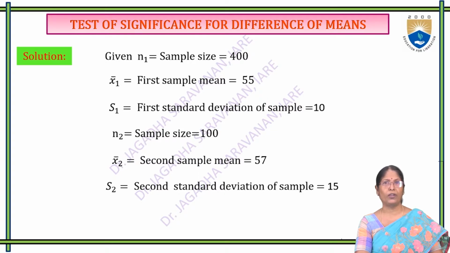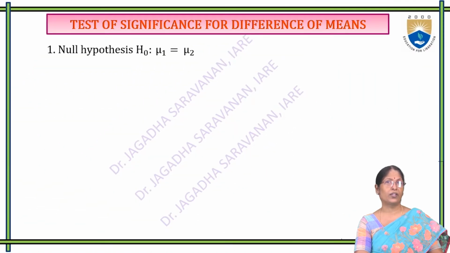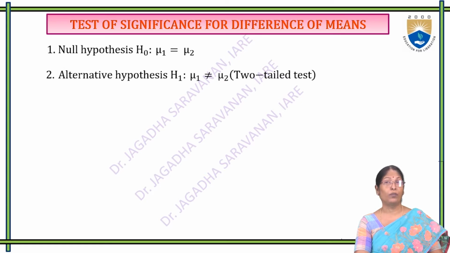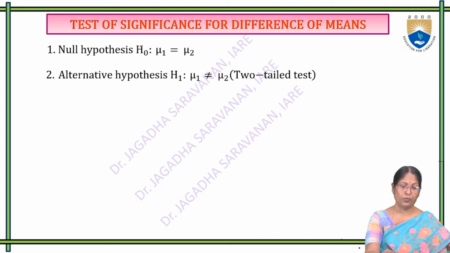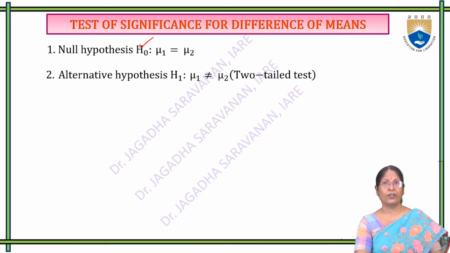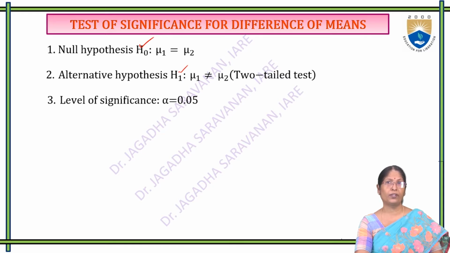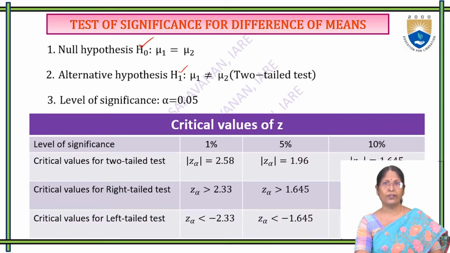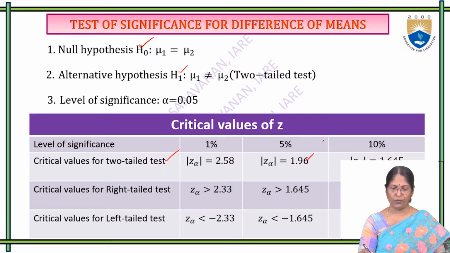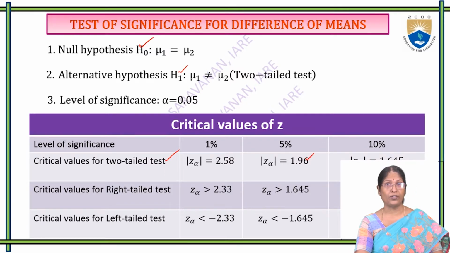So whatever data is given, we have written according to the notations with symbols. First we state there is no difference: mu1 equals mu2. We are not in a position to accept it otherwise. So for the two-tailed test, H0 is the null hypothesis, and the alternative hypothesis is H1. Level of significance alpha equals 0.05. If it is not given in the question, by default we take 0.05. We can take 0.01 also. Now, for the two-tailed test, we are focusing on 0.05. So 1.96 is the tabulated value.